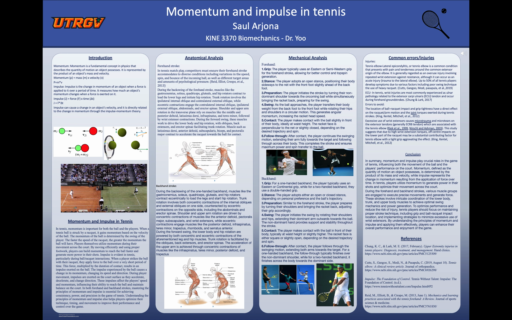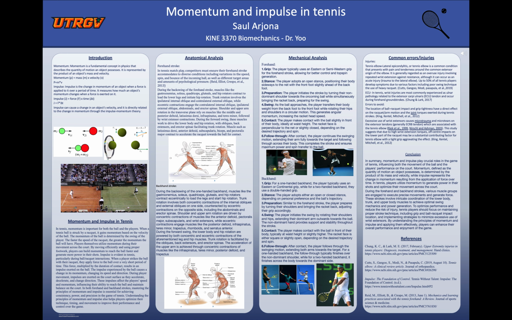During the backswing of a forehand stroke, muscles like gastrocnemius, soleus, quadriceps, gluteus, and hip rotators contract to load the lower legs and initiate hip rotation. Trunk rotation involves the ipsilateral internal oblique and contralateral external oblique, while eccentric contractions engage the contralateral internal oblique, ipsilateral external oblique, and abdominals and erector spinae. Shoulder and upper arm rotation in the transverse plane rely on muscles like the middle and posterior deltoid, latissimus dorsi, infraspinatus, and teres minor, followed by wrist extensor contractions.